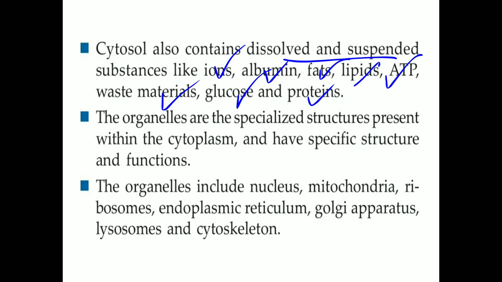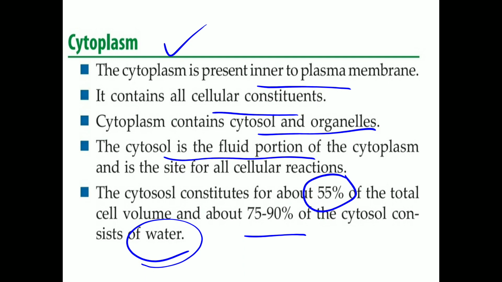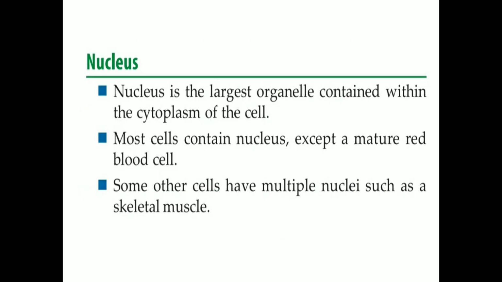As we discussed earlier, cytoplasm contains cytosol and organelles. We have already discussed the cytosol, and now the organelles. Organelles are specialized structures present within the cytoplasm, and they have specific structures and functions to perform. They include nucleus, mitochondria, ribosomes, endoplasmic reticulum, Golgi apparatus, lysosomes, cytoskeleton, etc. These are the organelles present within the cytoplasm of the cell. Let's first discuss the nucleus.